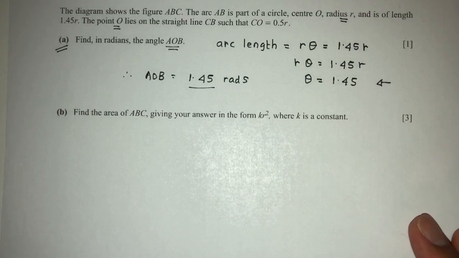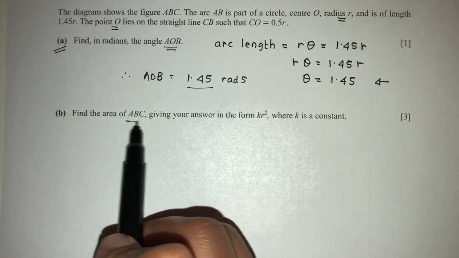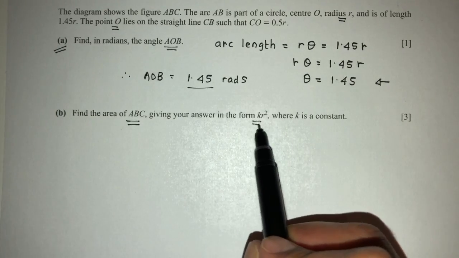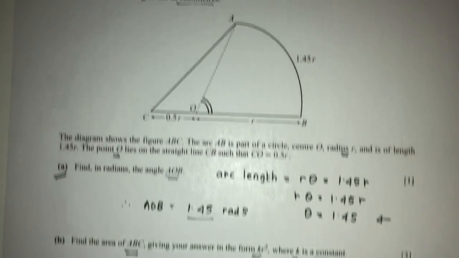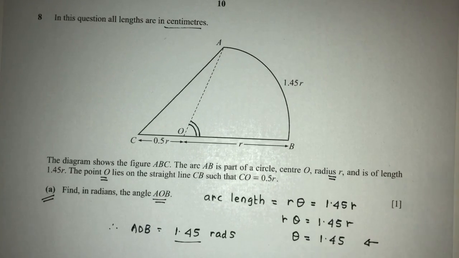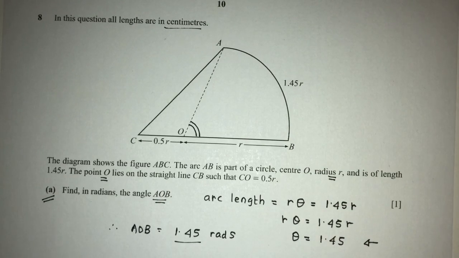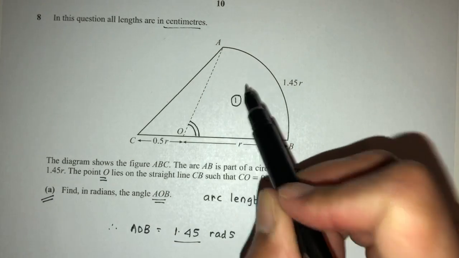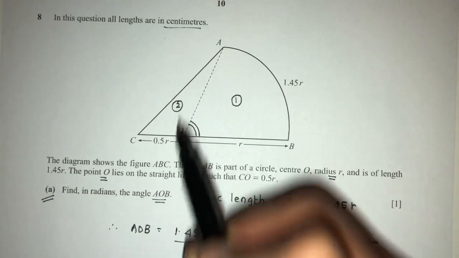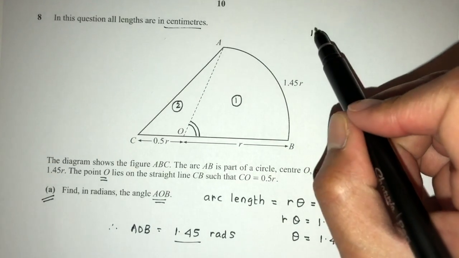Now for part B, we have to find the area of ABC, giving the answer in this form, where K is the constant. So let's see how you can find the area of ABC. So A, B, and C. I would say let's break this down into two pieces. Let's call this piece number 1 and piece number 2. So let's find number 1 first. Number 1 is pretty easy.